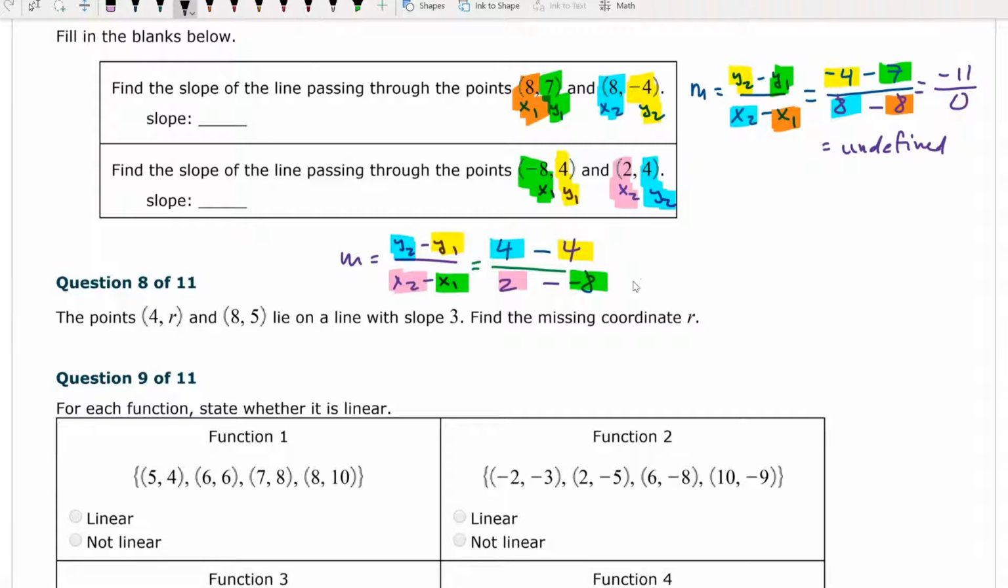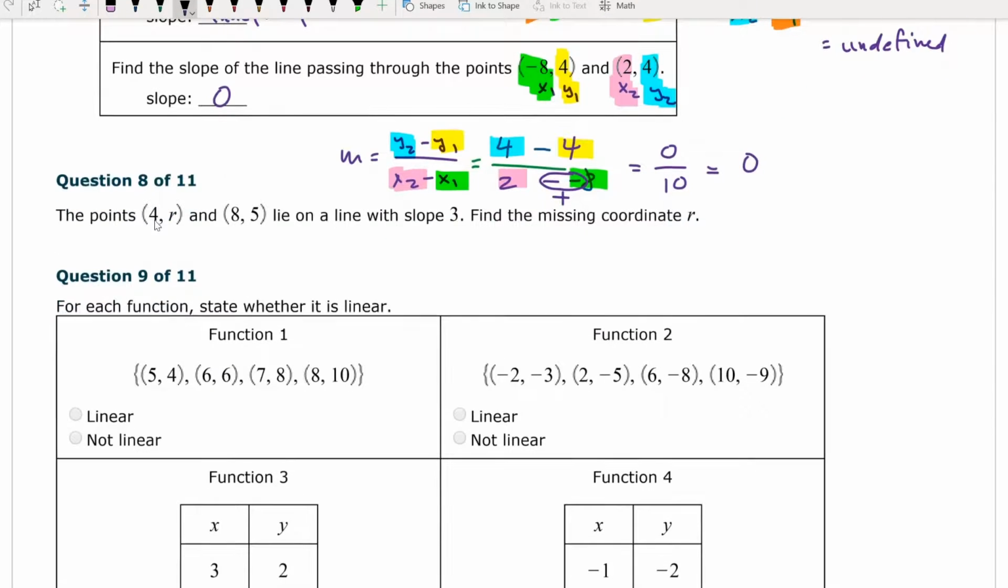Then we work it out. 4 minus 4 is 0. 2 minus negative 8: the negative turns into a positive, so 2 plus 8 is 10. If you have 0 pizza and you share with 10 people, each of them gets 0. So 0 divided by 10 is 0. The slope here is 0, and the slope in the previous problem is undefined. Make sure you see the difference between the two problems so you won't choose the wrong answer on the test.